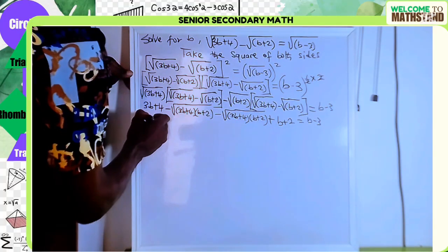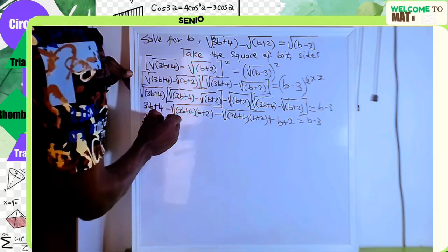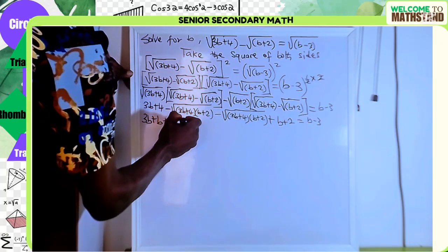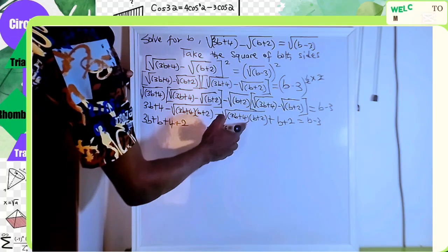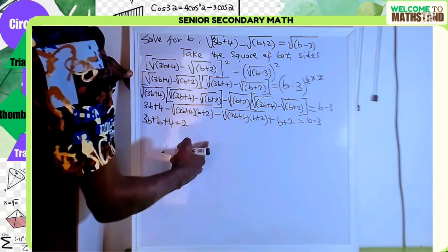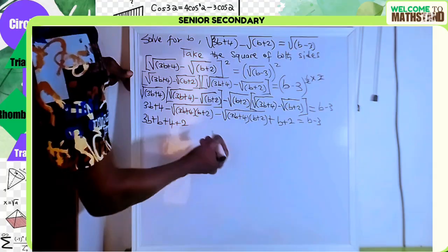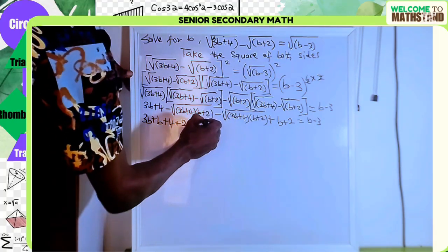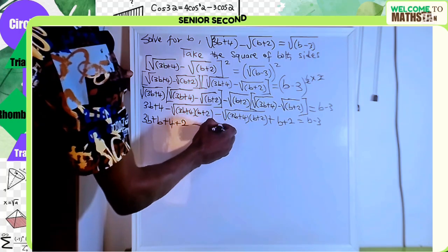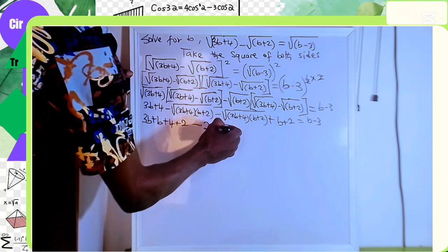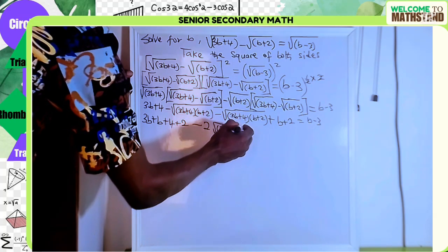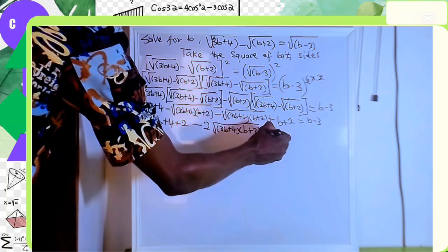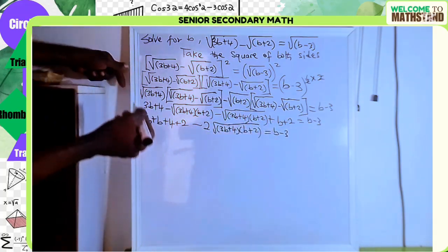This is plus b, so you bring it down here, plus b, then plus 4, bring this here, plus 2. So this, they are the same thing. Just like saying minus x, that will be minus 2x. So here will now be minus of this will be minus 2 of the same thing, 3b plus 4b plus 2 equals to b minus 3.